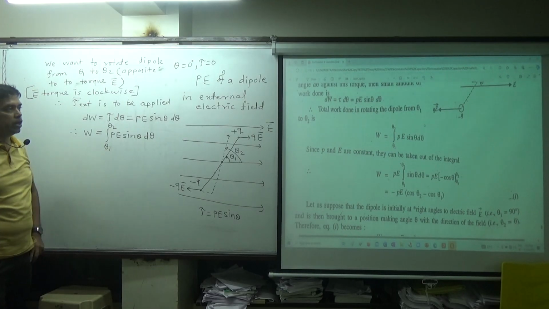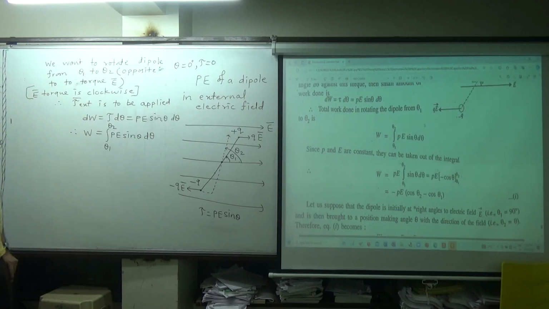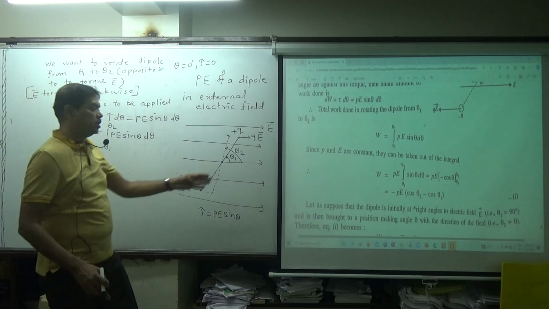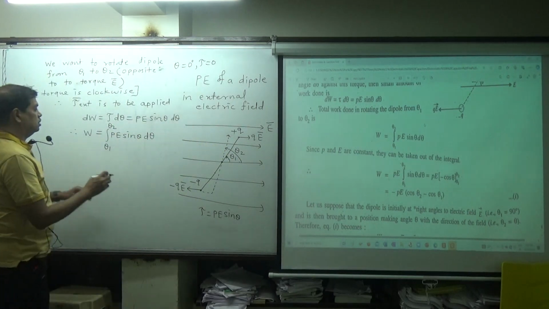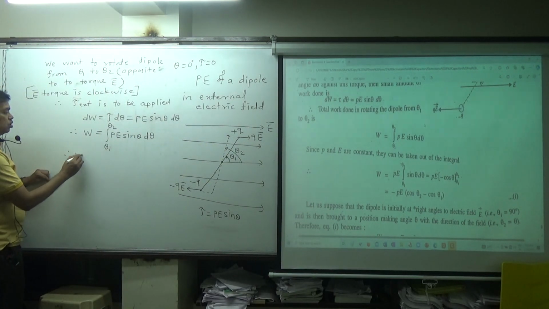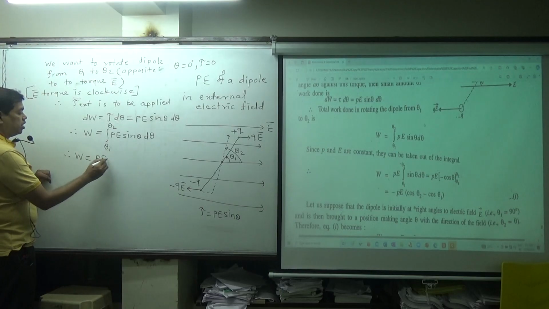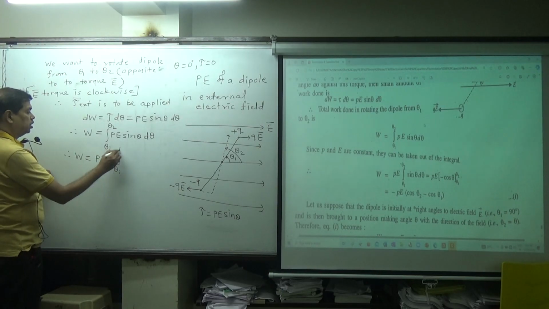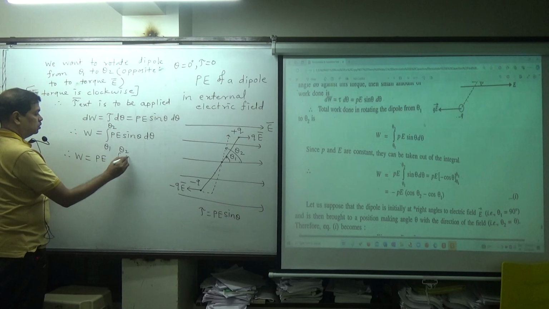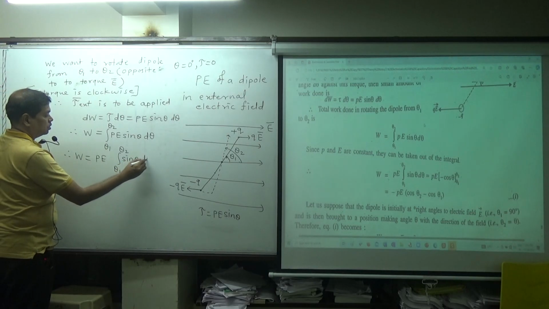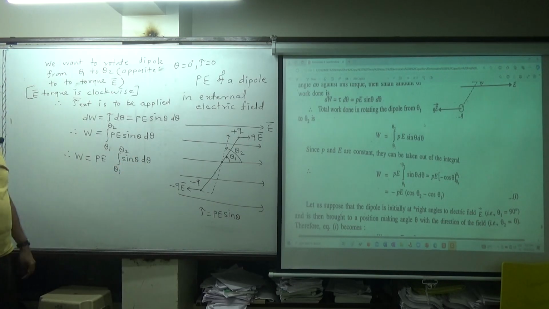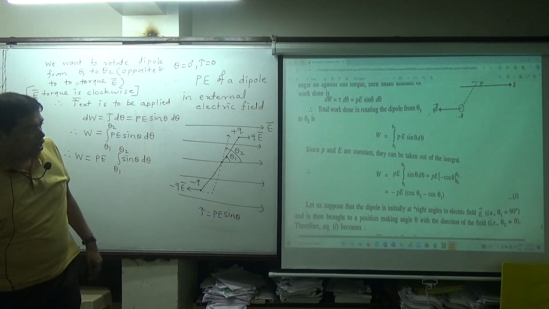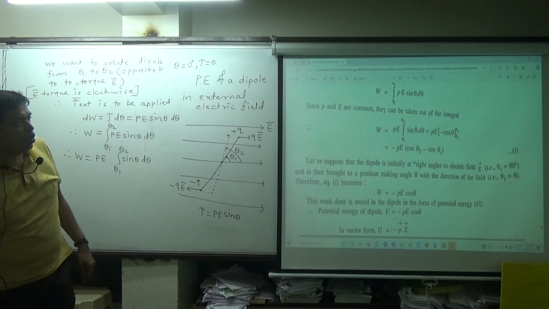Total work done in rotating a dipole from theta 1 to theta 2. P and E are constant, so they can be taken outside the integral. What remains inside is the integral from theta 1 to theta 2 of sin theta d theta.